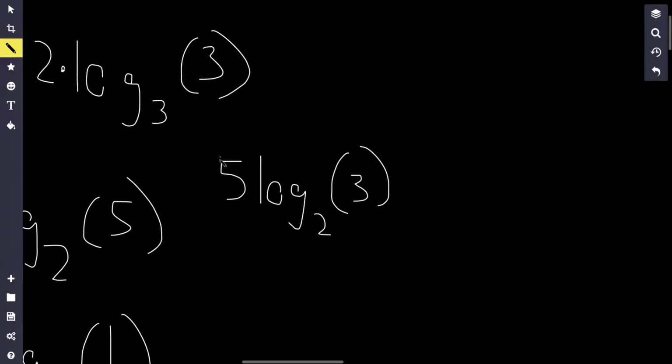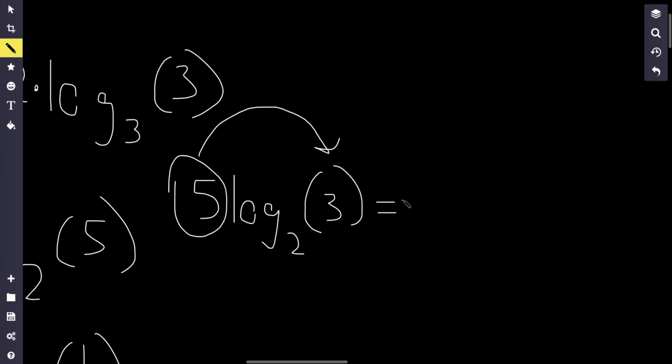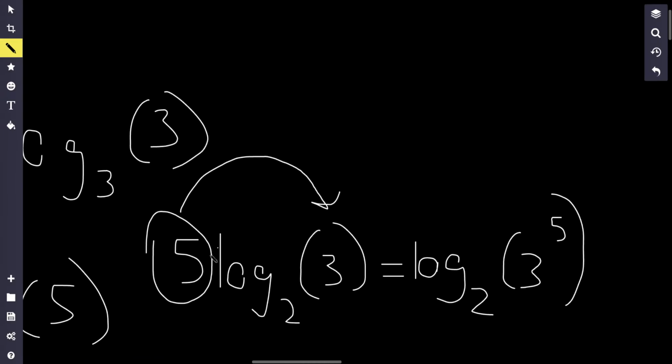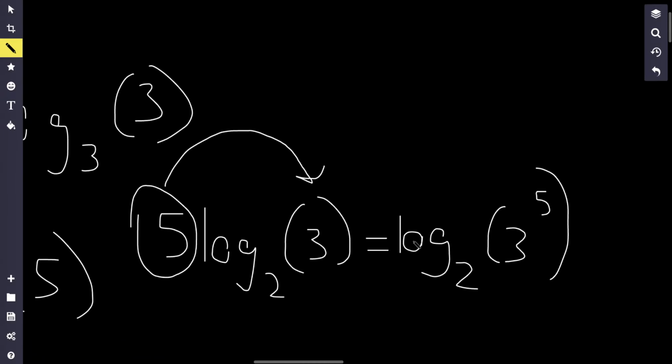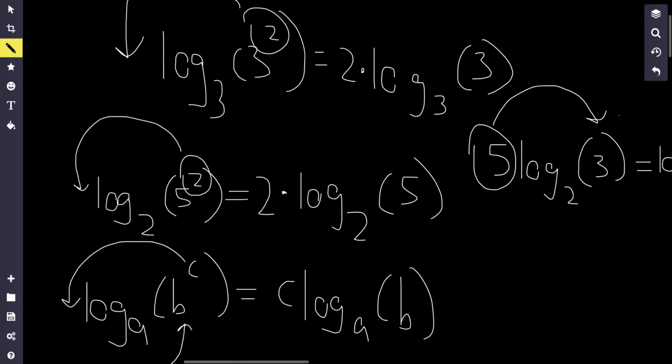And likewise, if you have something like 5 times log base 2 of 3, the opposite is true. What you're able to do is you're able to take this 5 and you're able to turn it into an exponent. So this is actually equal to log base 2 of 3 to the 5th power. This is the opposite of what we did. We're able to take the thing that we're multiplying the log thing by, and we're able to turn it into the exponent. So yeah, that's another property of logarithms.